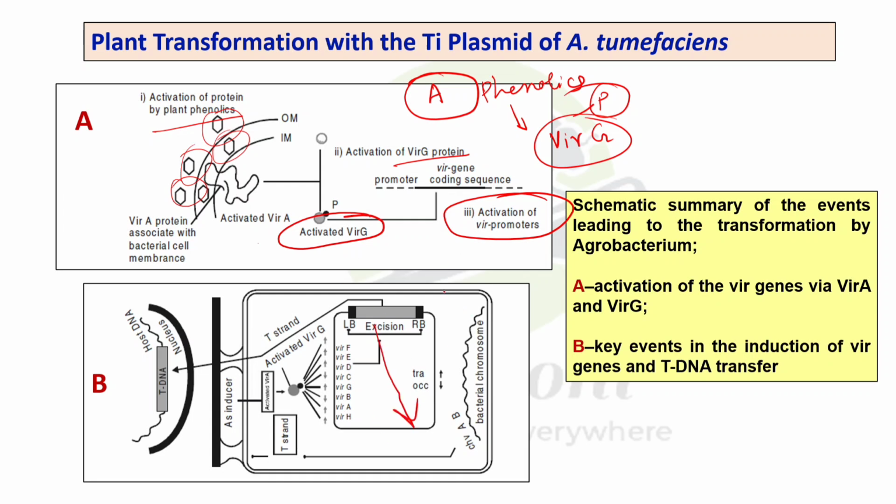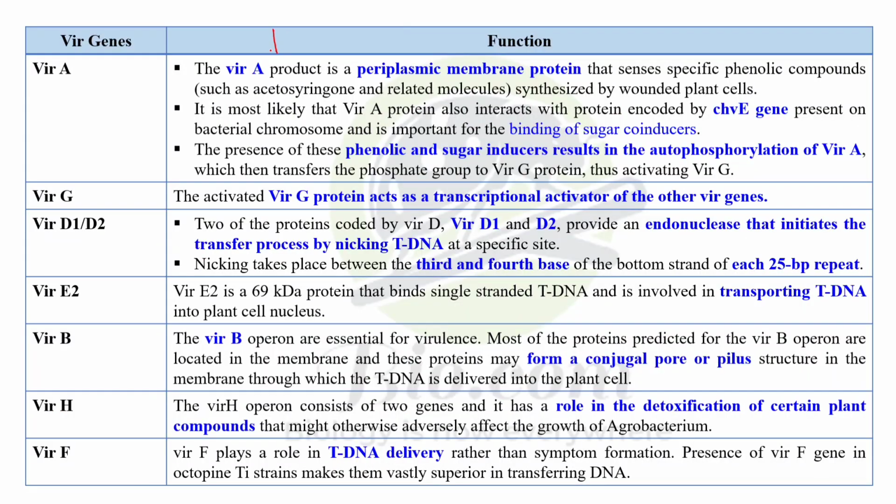So this is the summary of how a plant transformation is done with Ti plasmid of A. tumefaciens. Now I will also let you know the exact role of each vir gene because it will be definitely asked in your exam. So this table is very much important because it has the role of all the vir genes and in the same sequence in which it is activated.